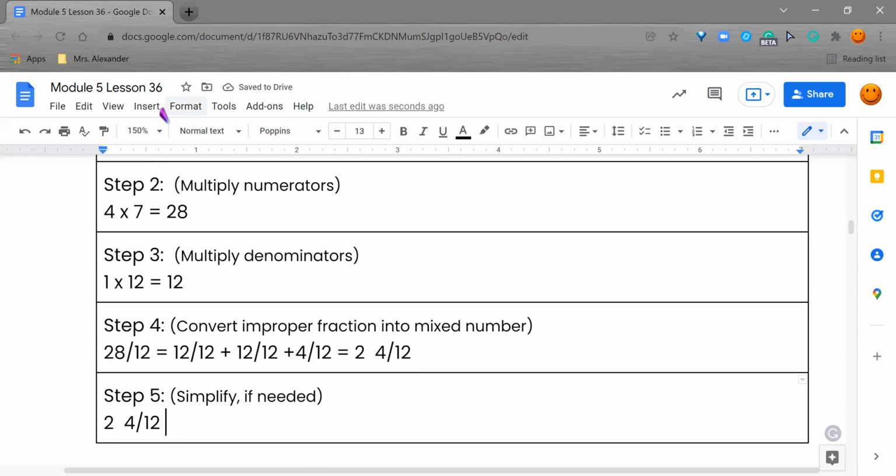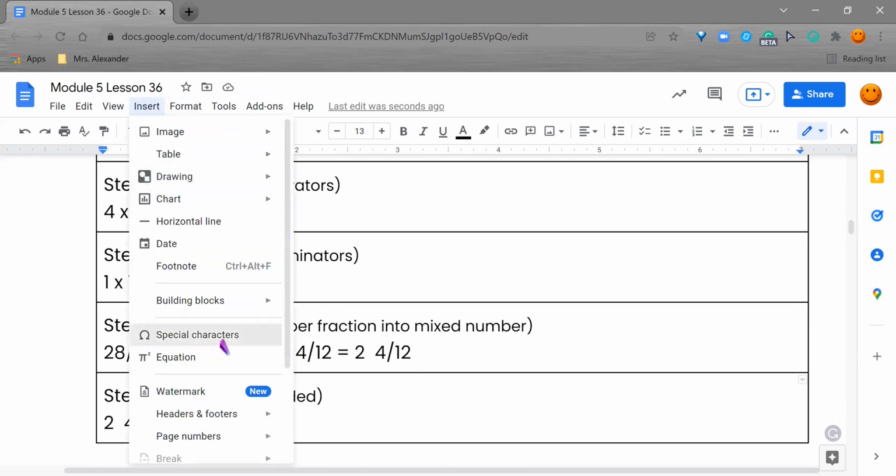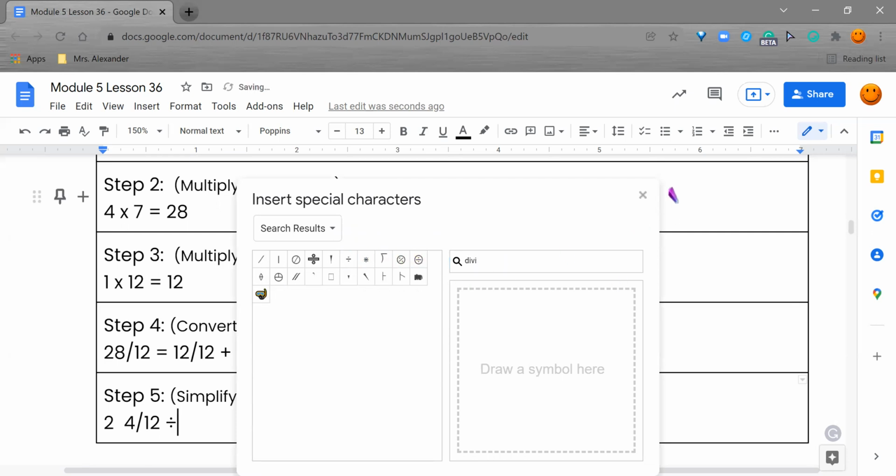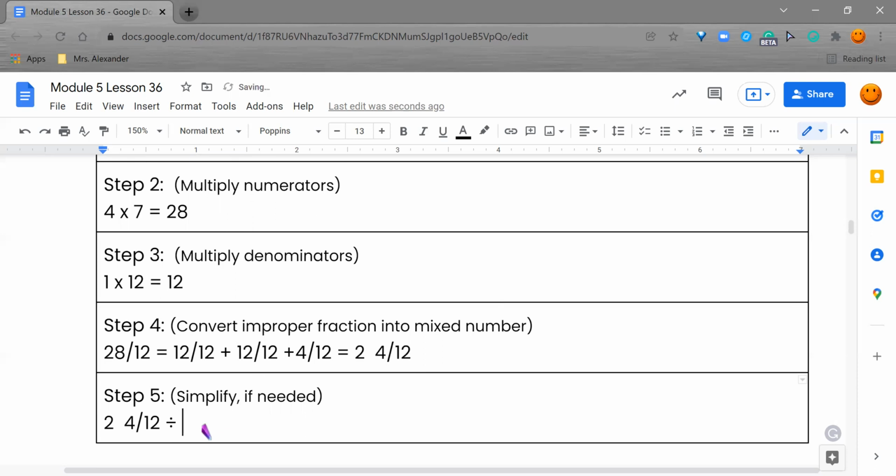First I need to put in my division sign, and I go to special characters, write DIVI, and grab my division sign. And this is where I can do it 2 different ways. The first way, I noticed that I can pull 4 out of 12 and 4. So 4 goes into 4 1 time, and 4 into 12 goes 3 times. And my 2 comes along for the ride.